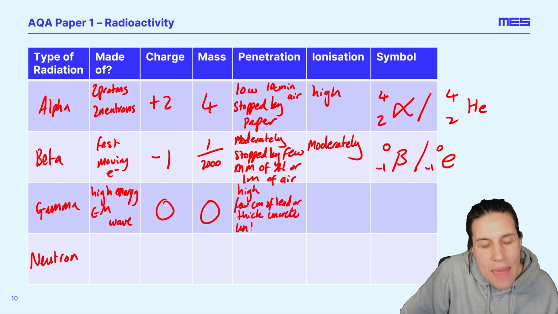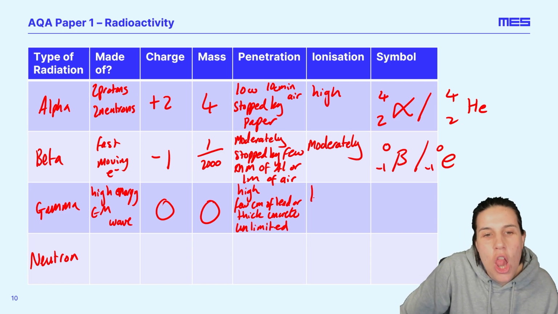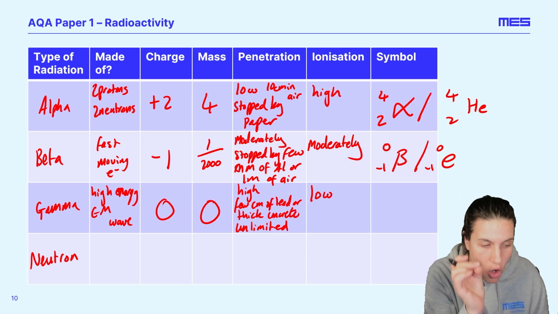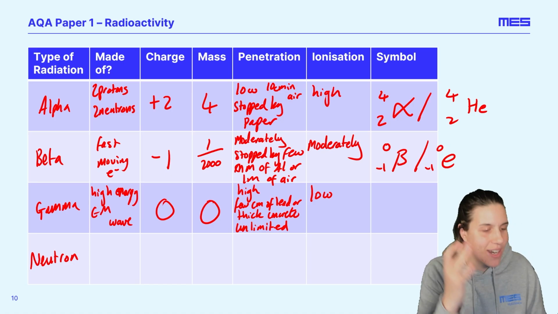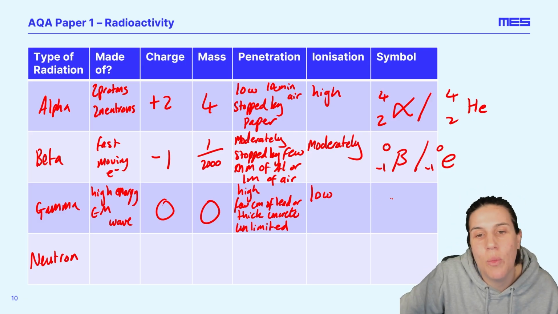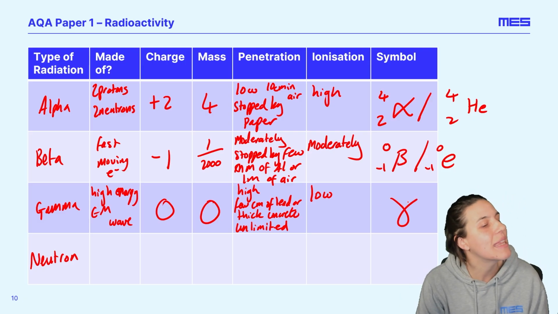And it's got an unlimited range in air. Now, it's got a very low ionization, though, because it's a wave, it needs to directly strike an electron to ionize an atom. It's got quite a low probability of happening. If we have to write gamma, we normally write it as a symbol like that.